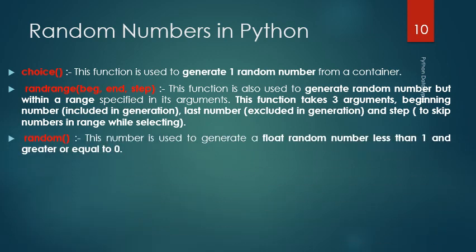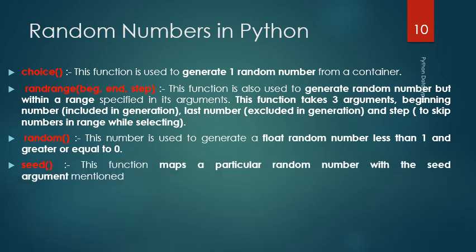The next random number generation function is random. This is used to generate a float random number less than 1 and greater than or equal to 0. The next function is seed. This function maps a particular random number with the seed argument mentioned.